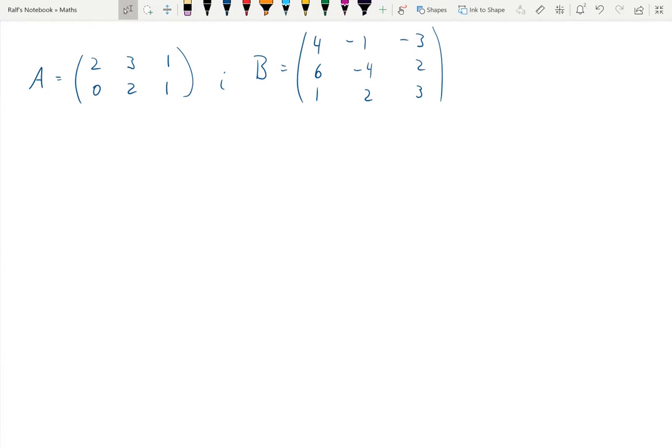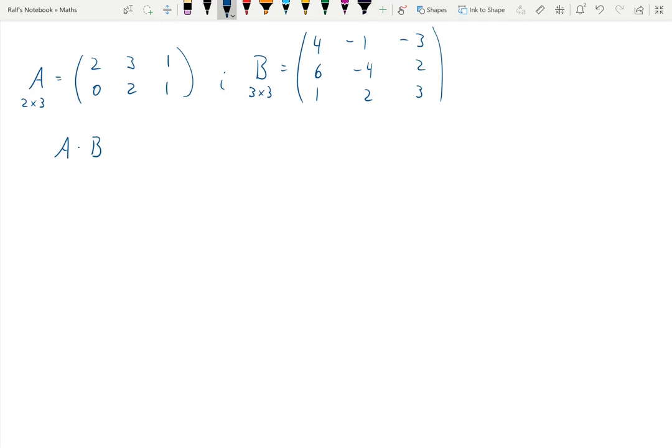So here I will work through this matrix multiplication problem. The question is, we have two matrices, and the question is, what is A times B? When we do matrix multiplication, we first need to be aware of what the dimensions of the matrices are. So A is a 2-row by 3-column matrix, and B has 3 rows and 3 columns.